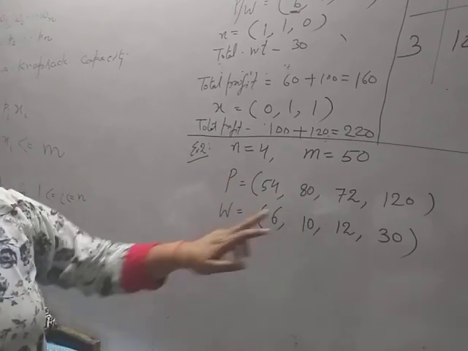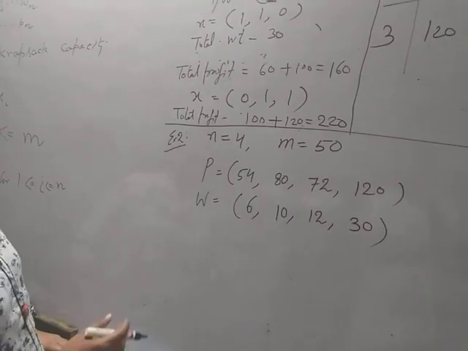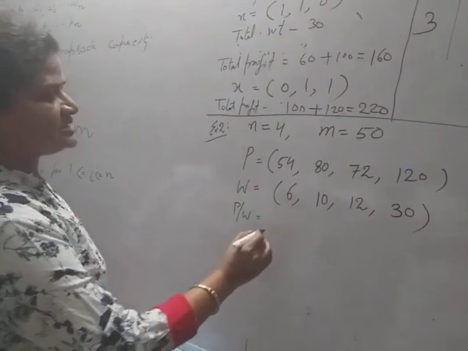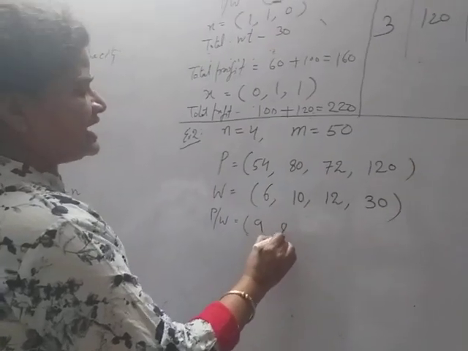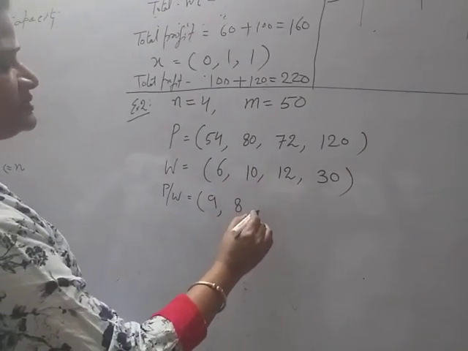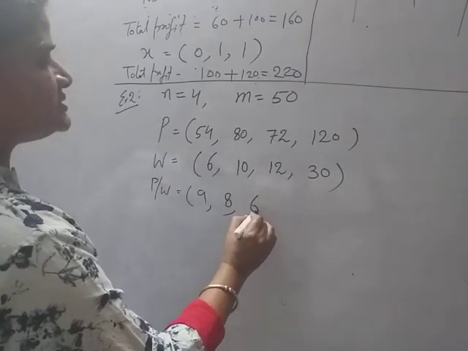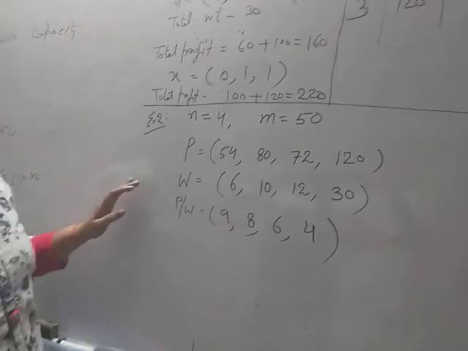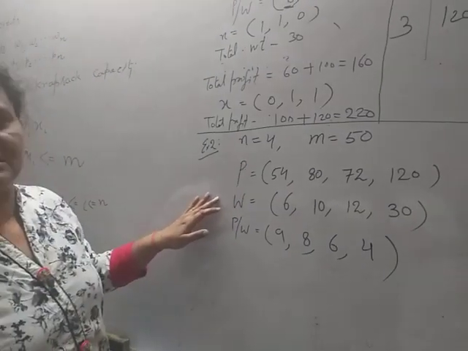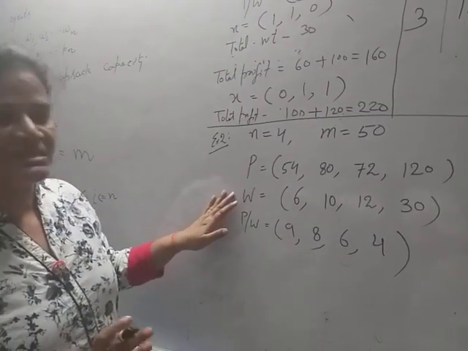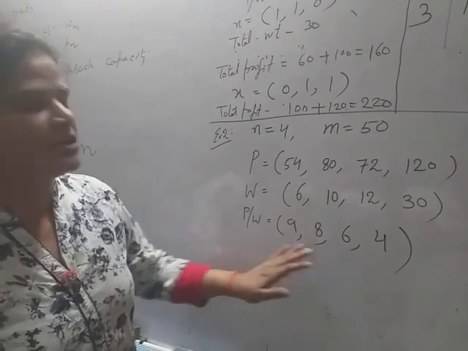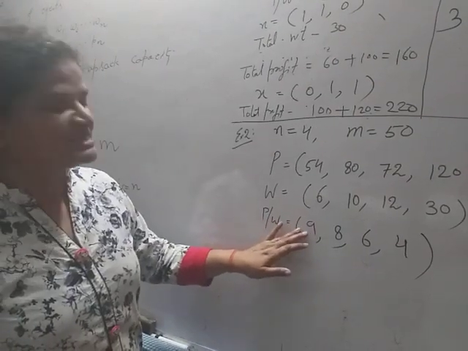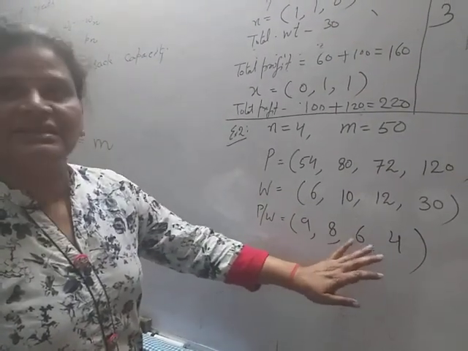Like the profit vector is this, the weight vector is this, and if you consider the profit per unit weight, the profit per unit weight is 9, 8, 6, 4. Okay, so see, I have taken the profit and weight vectors in such a way that they are arranged according to the decreasing order of profit per unit weight, that is P1 upon W1 is greater than P2 upon W2 is greater than, and so on.